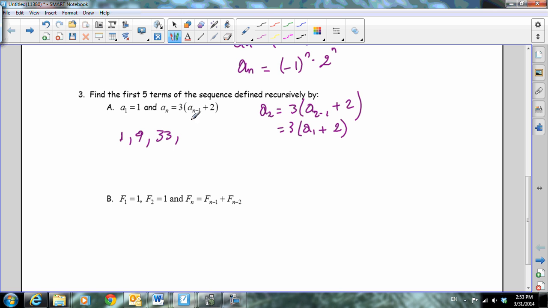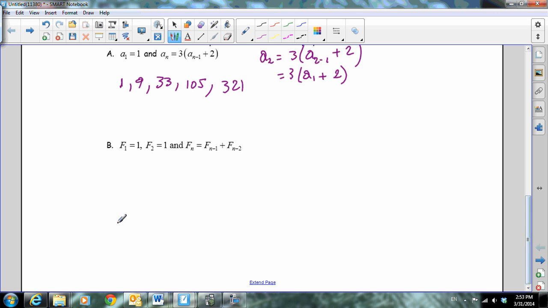Same thing. I plug in now 33. 33 plus 2 is 35 times 3 would be 105. One more. I plug in 105. 105 plus 2 is 107 times 3 is 321. I'll do the same for B.